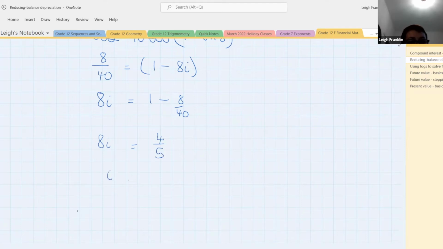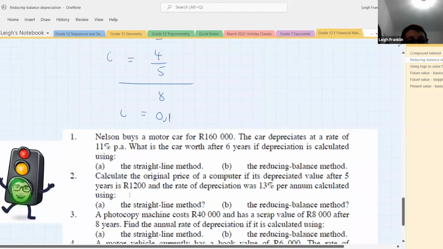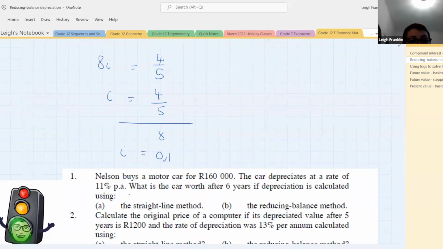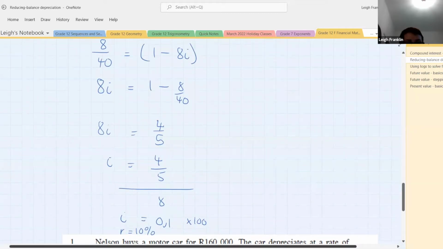Then in order to get i, you would take 4/5 and divide it by 8. That's why you get i is equal to 0,1. Then when you multiply it by 100, that's what gives you the rate. So 10%. You mustn't forget to multiply by 100 over here. Okay, everybody happy with that?